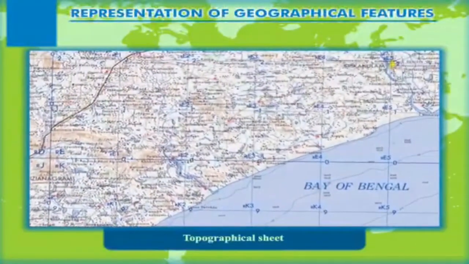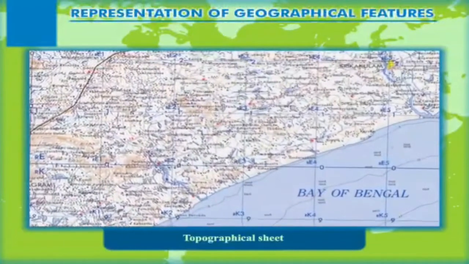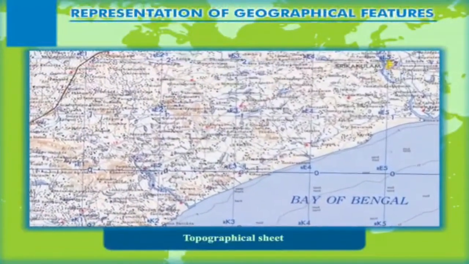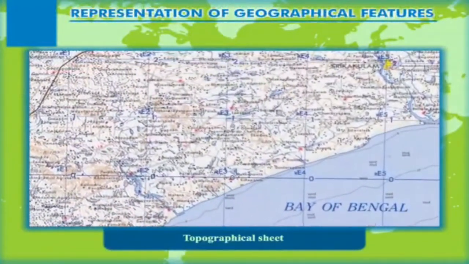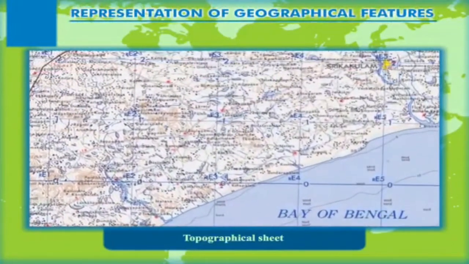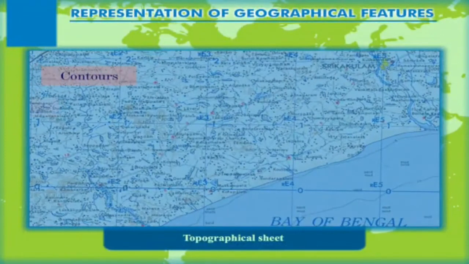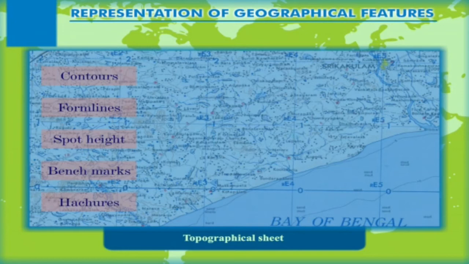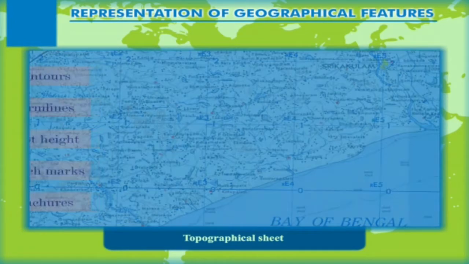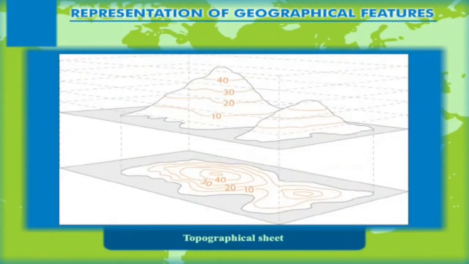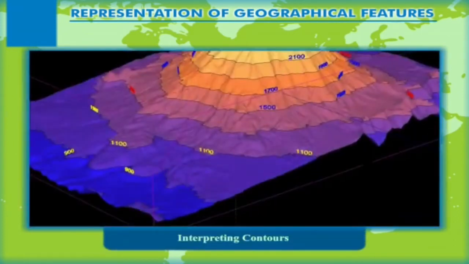Topographical sheet. A relief map shows the height of the land above the mean sea level on a flat surface. Several methods have been developed to depict the relief features on a map, such as contours, form lines, spot height, benchmarks, hachures, etc. These methods have their merits and demerits, but contouring is the standard method for representing the relief on a topographical sheet.